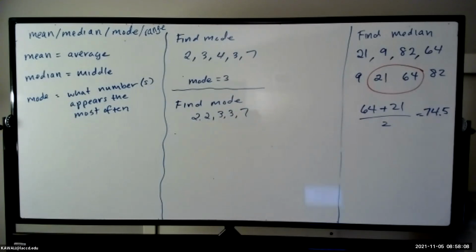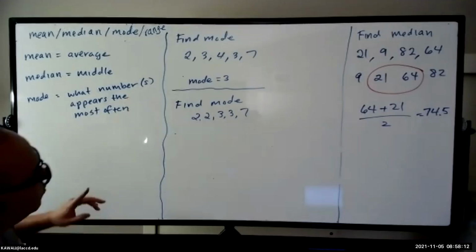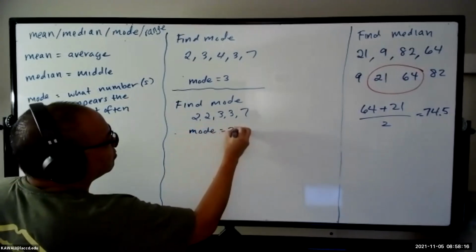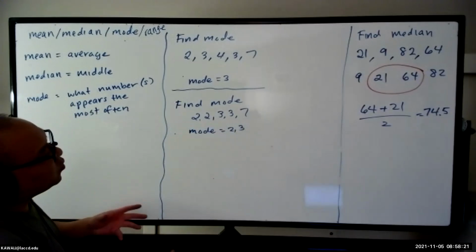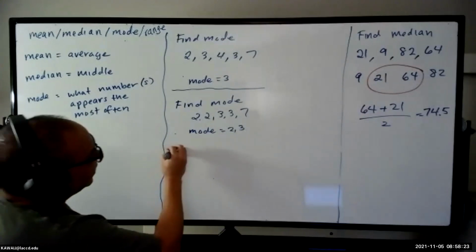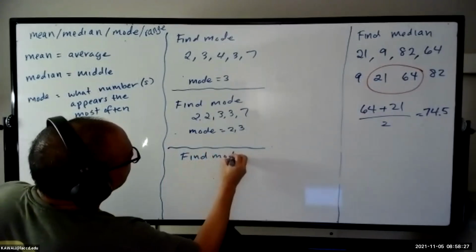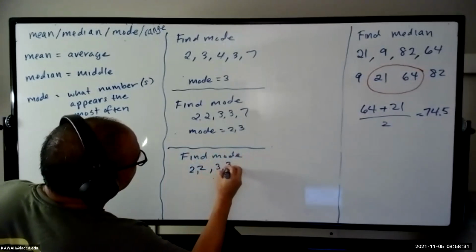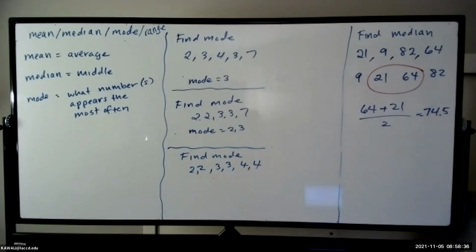So if you go, what number comes up the most often? Notice that I said number or numbers. Mode can be more than one number. So the one trick is that you can have more than one number as a mode. Now, the last trick is what happens when all of the numbers are the same number. Let me give you a chance to copy.